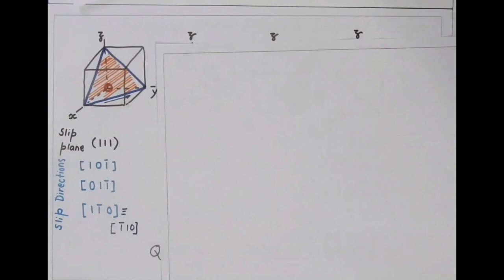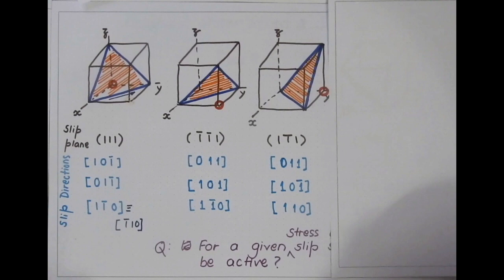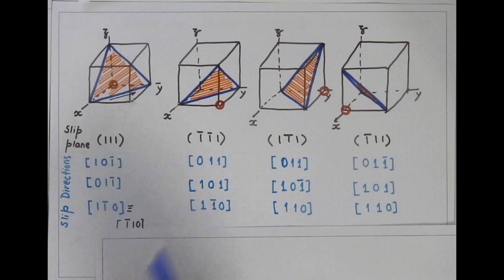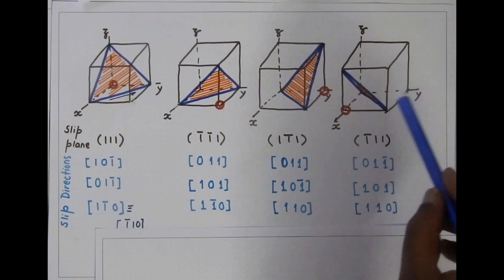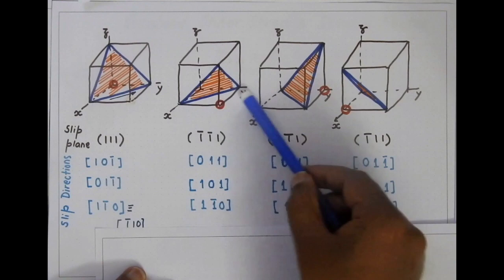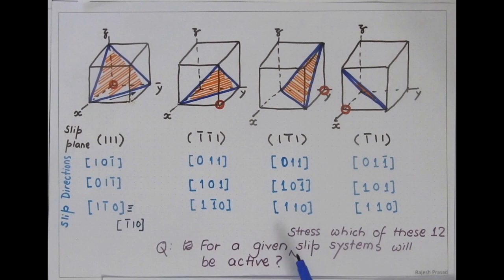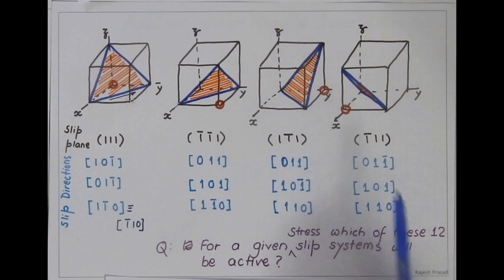Now there are 4 planes. If I draw the next plane, this is (-111), then (1-11), and so on. So I have listed all the 4 planes. I have shown them in different cubes, since showing them in the same cube would make the diagram too complicated. In each cube, I have pointed out the three face diagonals which act as the slip directions. The important question which we are going to answer in this video is: for a given uniaxial tensile stress, which of these 12 slip systems will be active? Which means on which of these 12 slip systems the slip will actually take place.